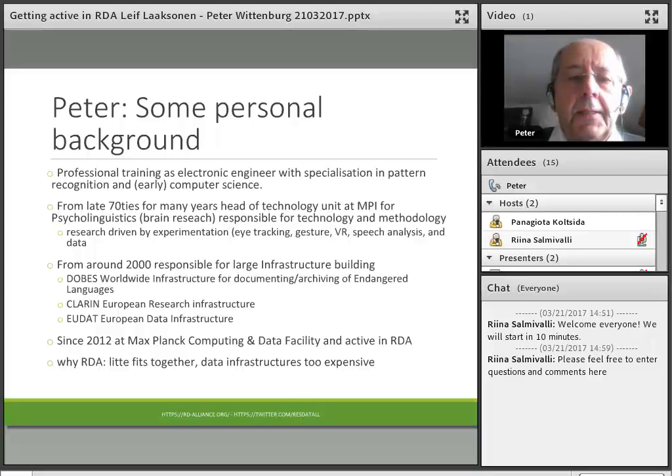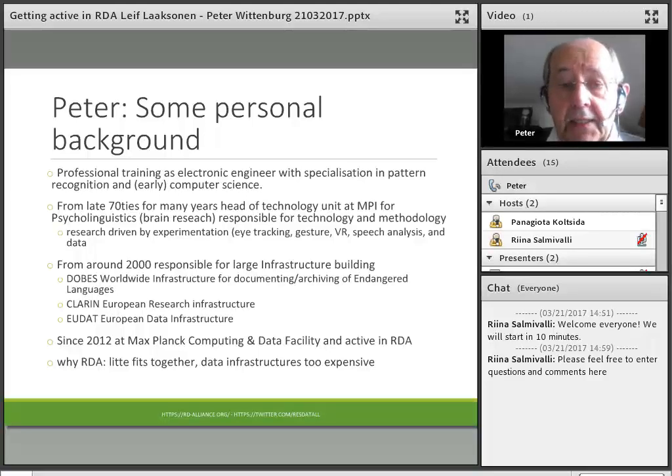You can look them up on the web if you like. So some European research infrastructures like Clarin and EUDAT, and some global infrastructure like the DOBES one that had as purpose to harvest as much material about endangered languages all over the world. So I'm experienced in building infrastructures, and especially in the technology parts and standard parts, data parts of it. Since 2012, I'm at the Max Planck Center for Computing and Data. It's kind of an e-science center for the Max Planck Society, and I'm active in RDA.